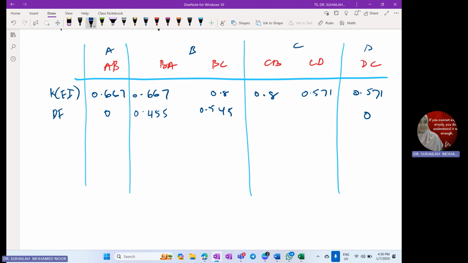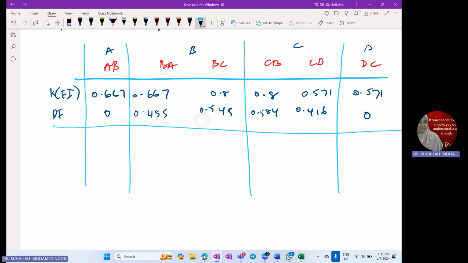For CB and CD, it is 0.8 divided by the total, 0.8 plus 0.571, which is 0.584. And the other one must be 0.416 because the total must be 1. So this is the distribution factor.